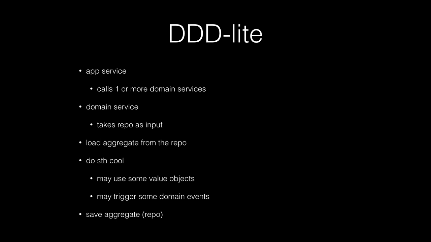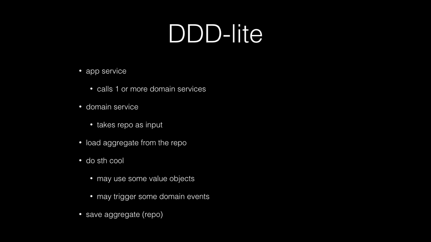We start with an application service, which calls one or more domain services. The application service is like the top layer. It's like the API for our application. But let's not confuse it with the API of a Rails application. It's the API of the layer below the Rails application. And then we have domain services. They can take a repository as an input.